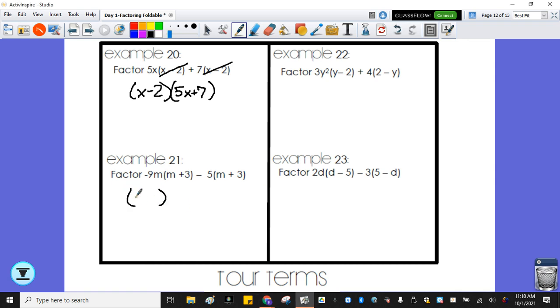21. What do they have in common? N plus 3, parentheses, negative 9 and... hold on. Oh, y'all went to that. Negative 9. Went to 22. This is easy.